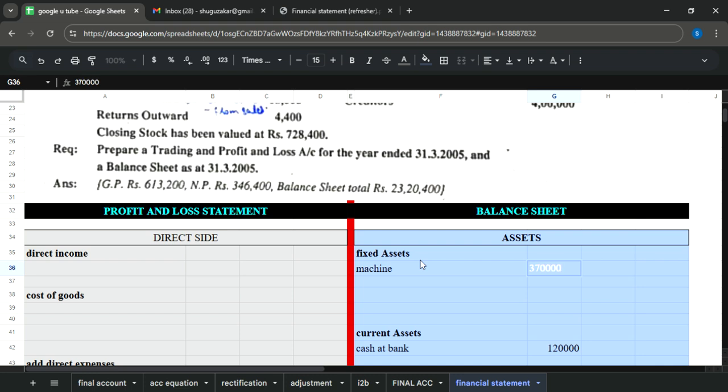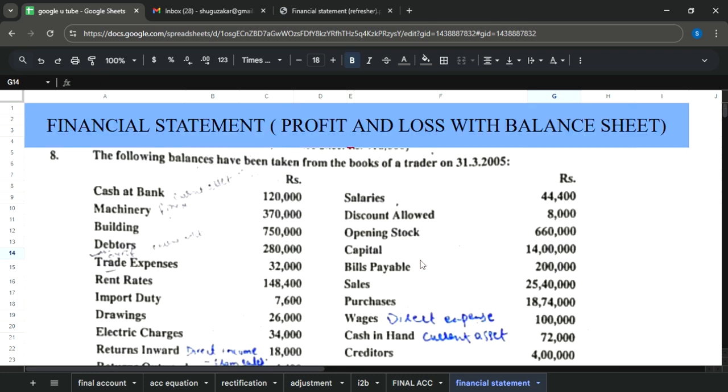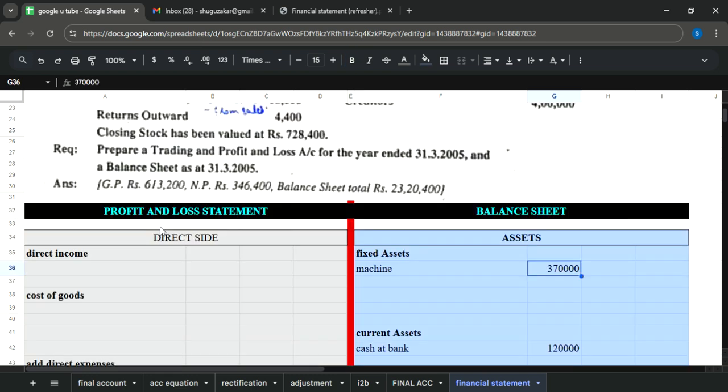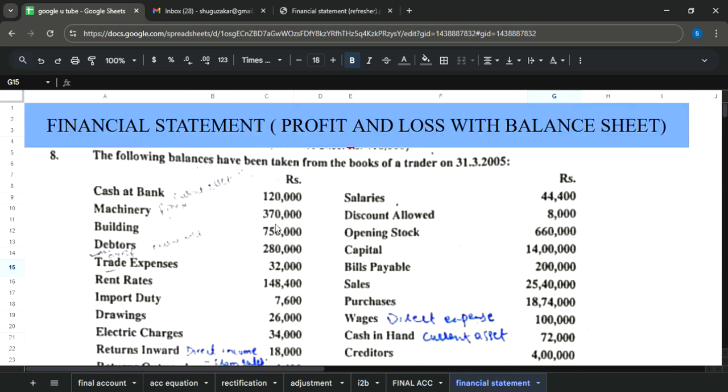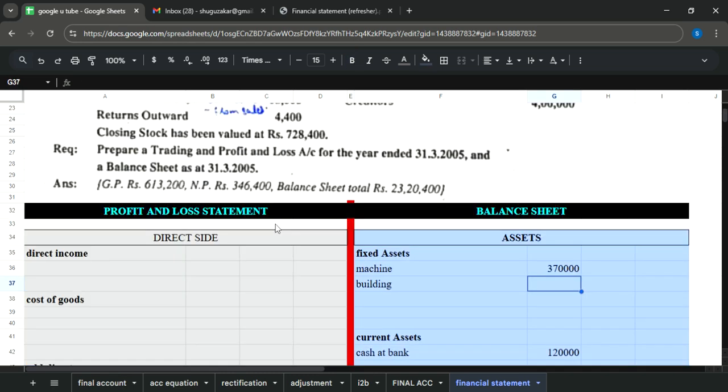Put amount over here. After machine we have building, again fixed asset. You will choose fixed asset side. Amount of building is 750,000. Just put the amount in front of it.